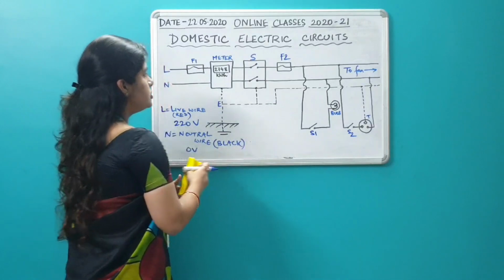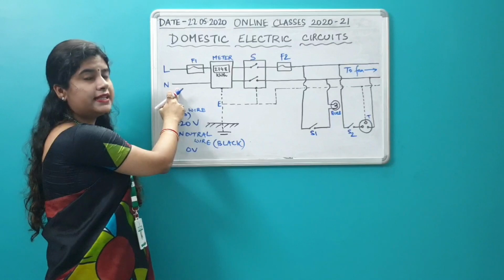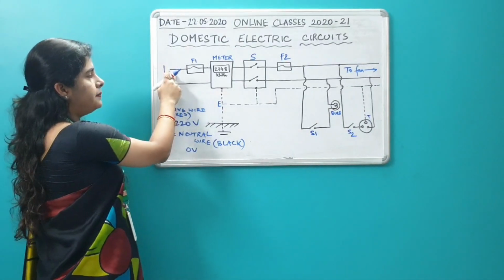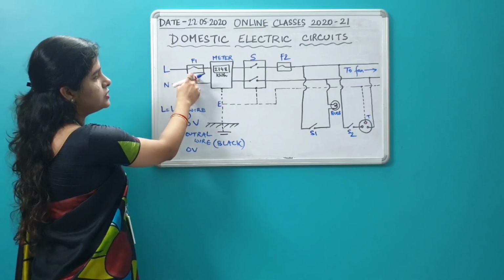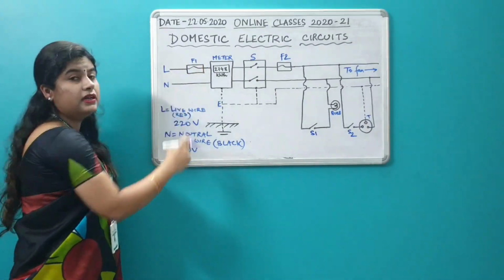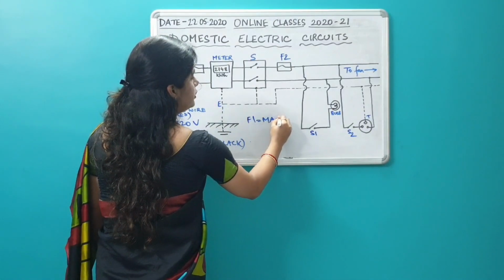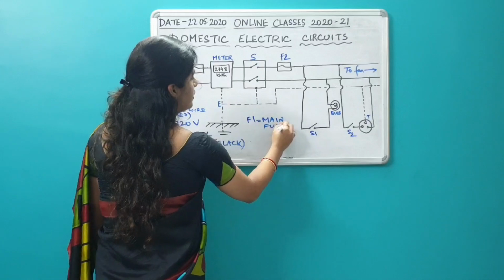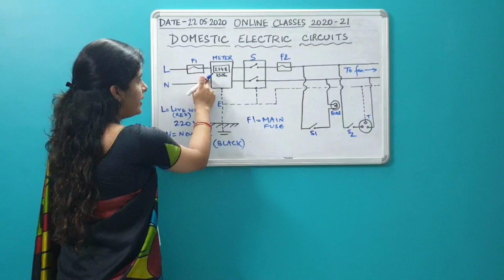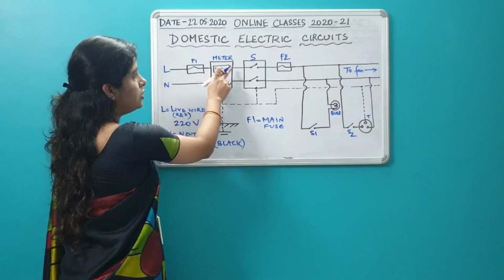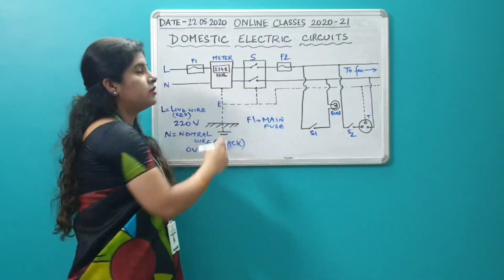Now, before it enters the houses, the wires don't have any plastic insulation. When the live wire is about to enter the house, it is connected to the main fuse. F1 is the main fuse. Then you can see after the fuse, the live wire and the neutral wire, both of them enter the meter. This is the main meter of the house.